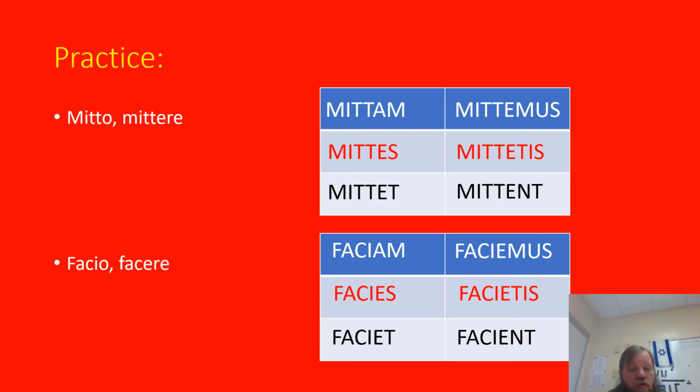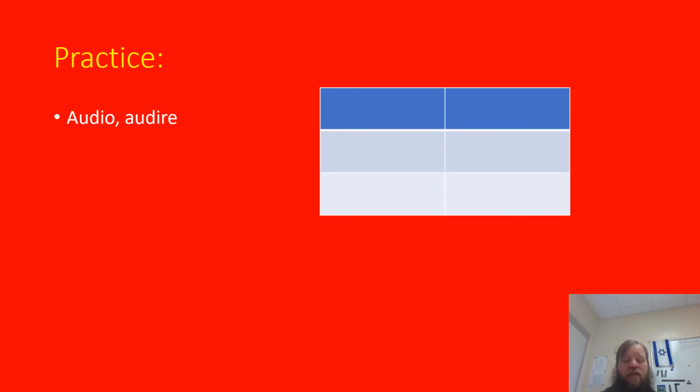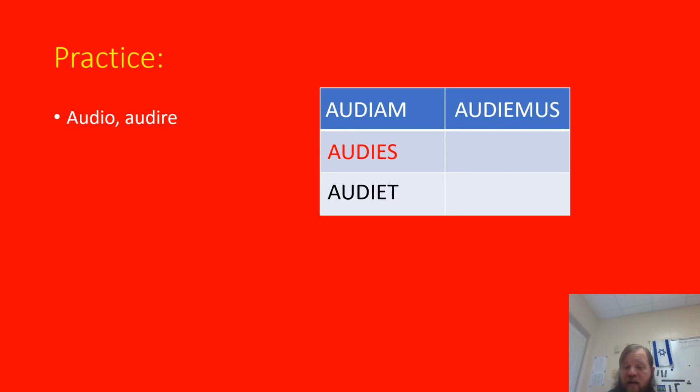Notice here that you've got this double vowel. That's the first time you've really had that. That's one of the indicators of a future in third IO and fourth, that you're going to get this double vowel. And again, audio, audire, same thing, take a moment. And the answers are audiam, audies, audiet, audiemus, audietis, audient.